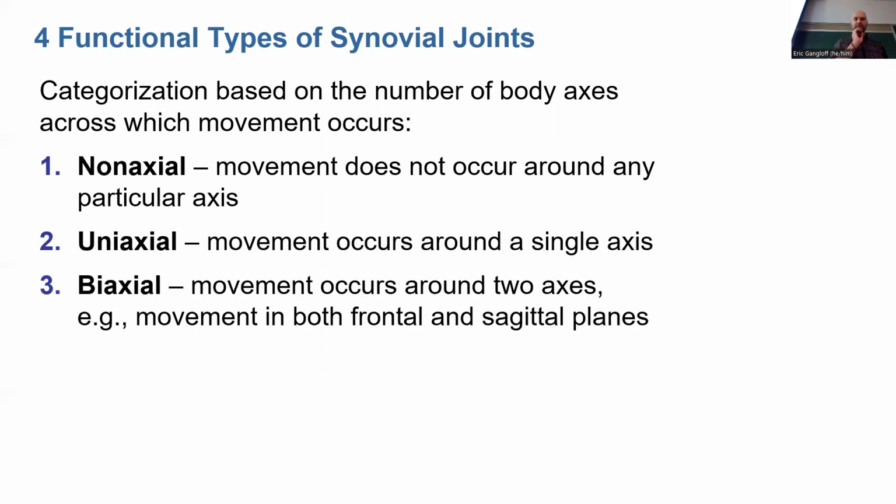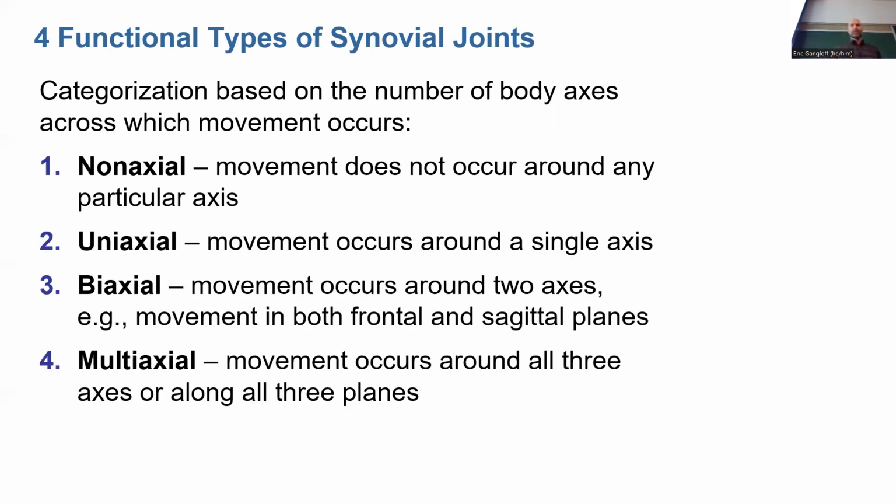We're going to explore this in more detail in lab, so I'm just going to put these up and talk about them briefly. Non-axial is simply movement that can occur in any direction. Uniaxial is when things can only move in one way. A great example of this is the first joint between your first and second phalanx in your finger. You can only move this joint in one plane. You can't move your fingers side to side at all. It only moves in one direction, so this is a uniaxial joint.